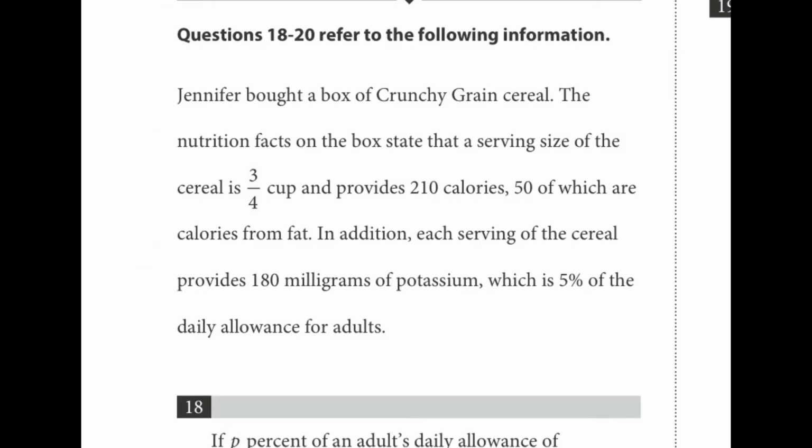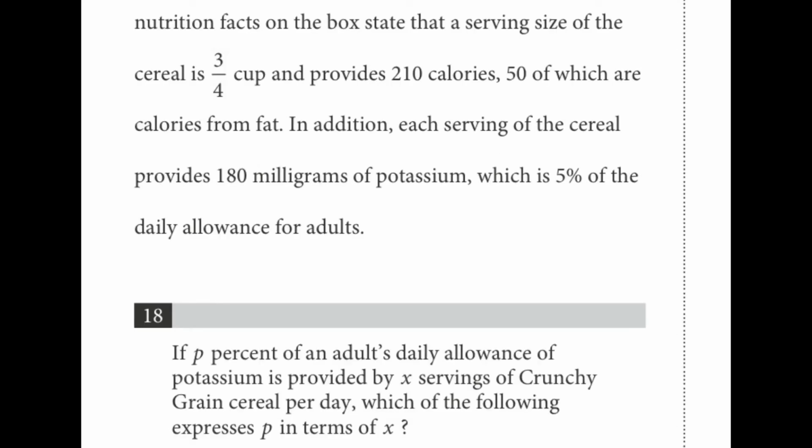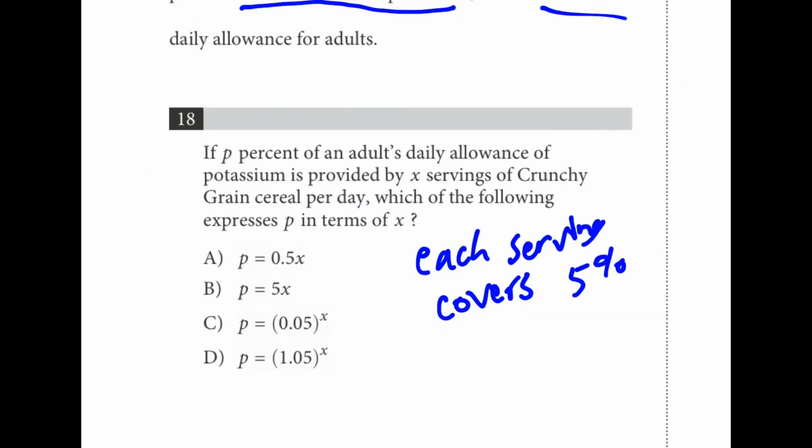18 through 20 use the nutrition facts from this crunchy grain cereal. They specifically mention there's 180 milligrams of potassium, which is 5% of the daily allowance for adults. And here for 18, we're talking about what percent of an adult's daily allowance of potassium is provided by X servings. So if each serving covers 5%, P is equal to 5X.